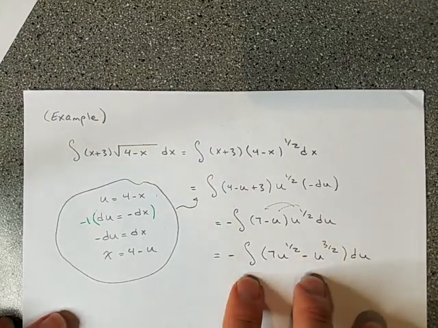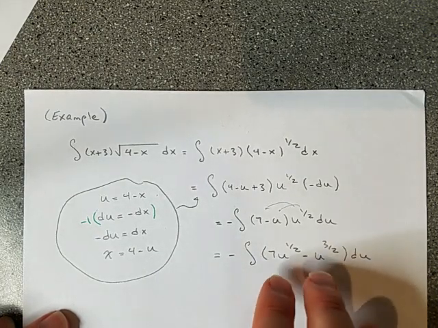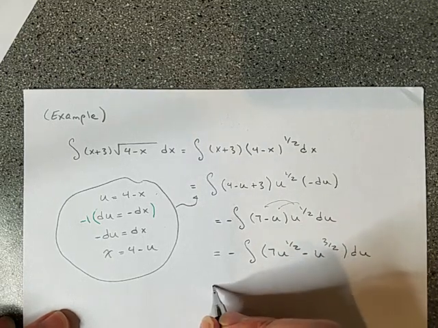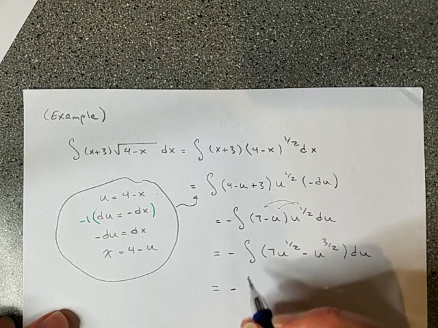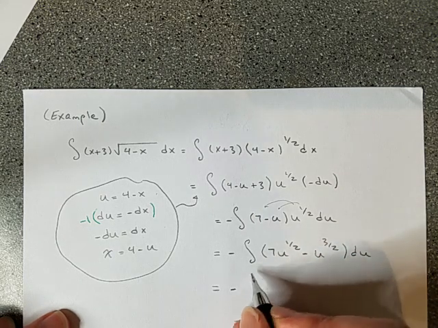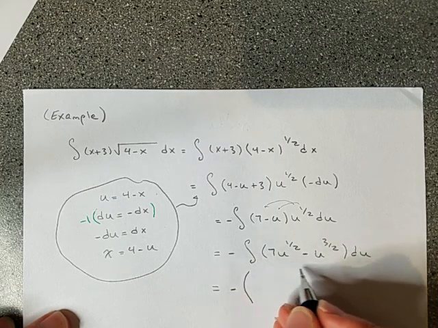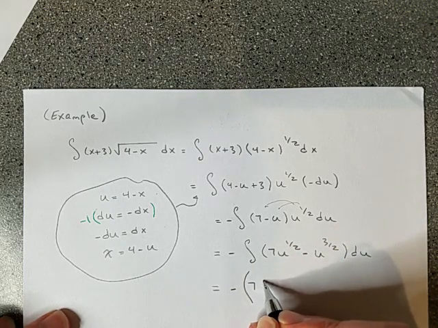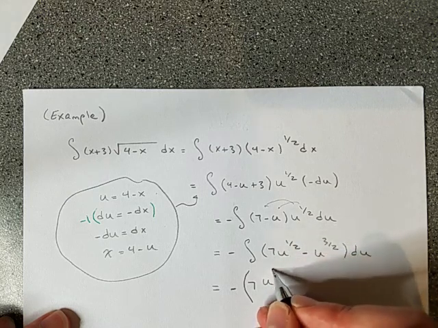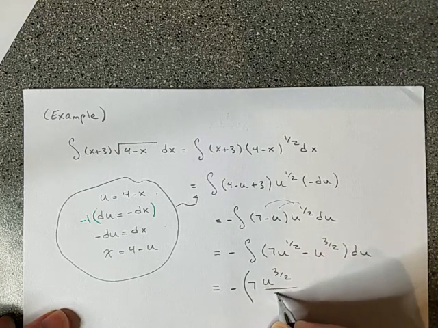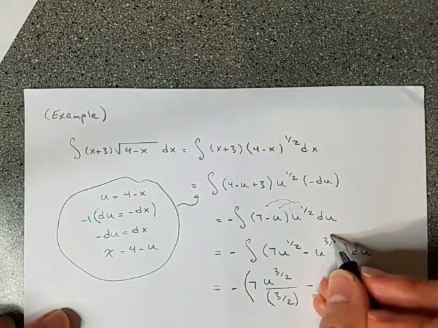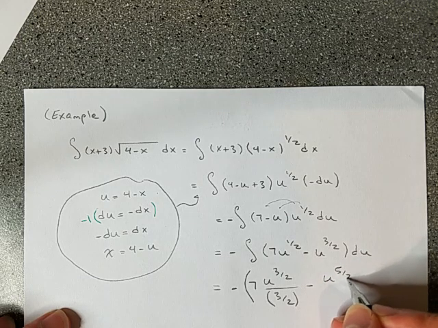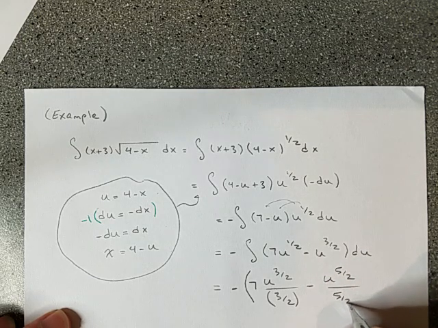Okay, and now I can work it. I have a rule for this when I get to this point. All right, so here's what we do. So that 7, that's a constant. So I'm going to get like this. Let's see. That negative applies to the entire answer to this. 7u, add 1 to that. 3 over 2. 3 over 2. Okay. Minus u, add 1 to that. 5 over 2. 5 over 2. And then I'm all done.